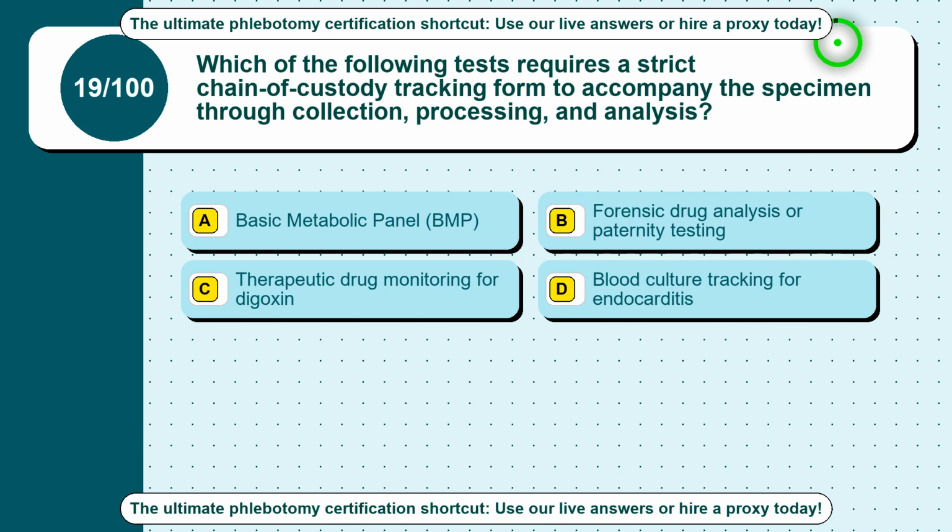Question 19. Which of the following tests requires a strict chain of custody tracking form to accompany the specimen through collection, processing, and analysis? Option A. Basic metabolic panel, BMP. Option B. Forensic drug analysis or paternity testing. Option C. Therapeutic drug monitoring for digoxin. Option D. Blood culture tracking for endocarditis.